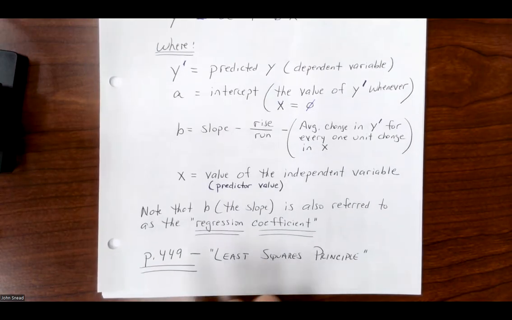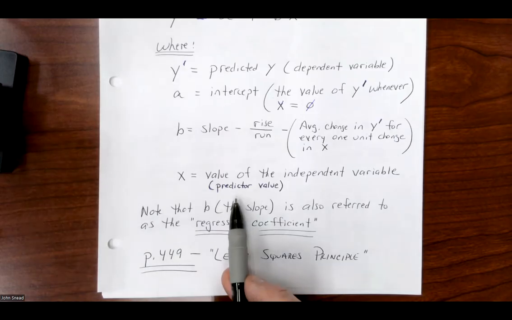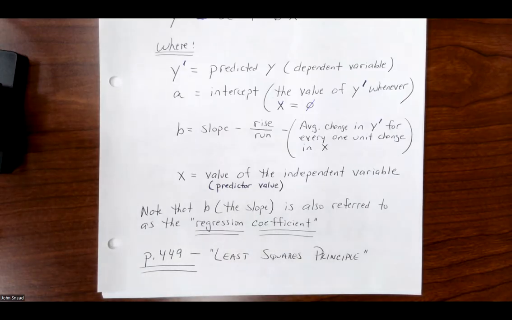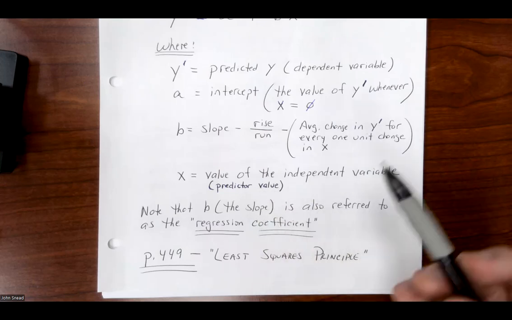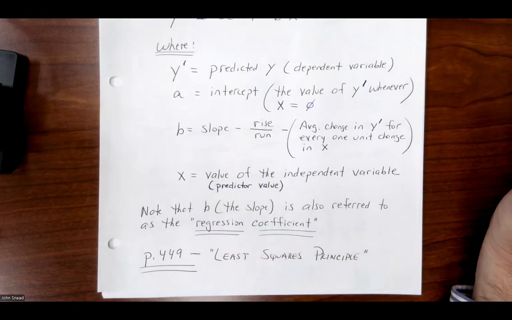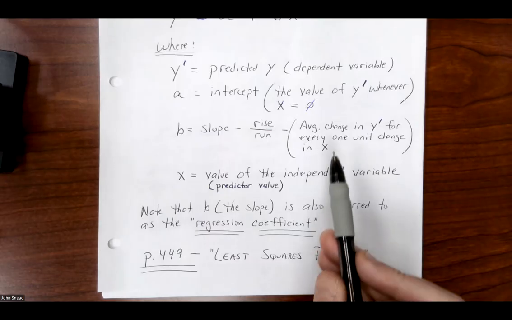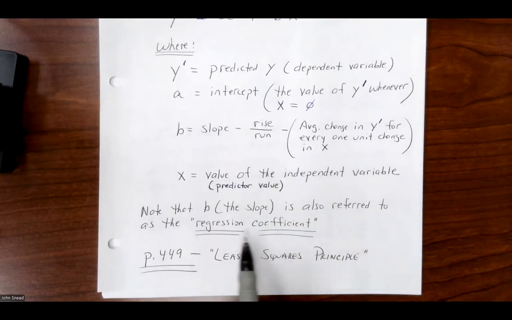And x is the value of the independent variable. We will also refer to that as our predictor variable, okay? So again, we use the predictor value as the independent variable in order to predict the value of the dependent variable, okay? And note here that b, the slope, is also referred to as our regression coefficient, okay?